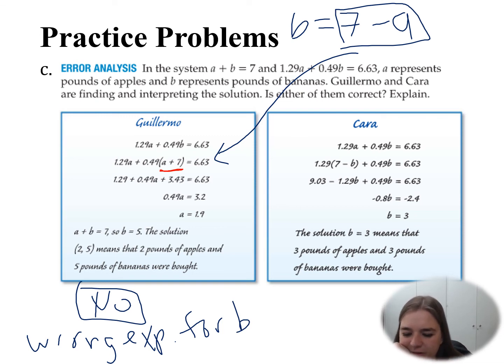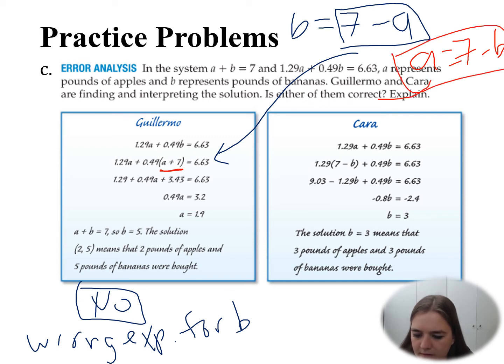Well, now let's check out what Kara is doing. Again, she has the first equation copied correctly. 1.29a plus 0.49b equals 6.63. And then Kara decided to substitute in a. Well, let's see. If we want to isolate a from that original equation, we have to take away b from both sides, and I get a equals 7 minus b. All right, she's on the right track so far.